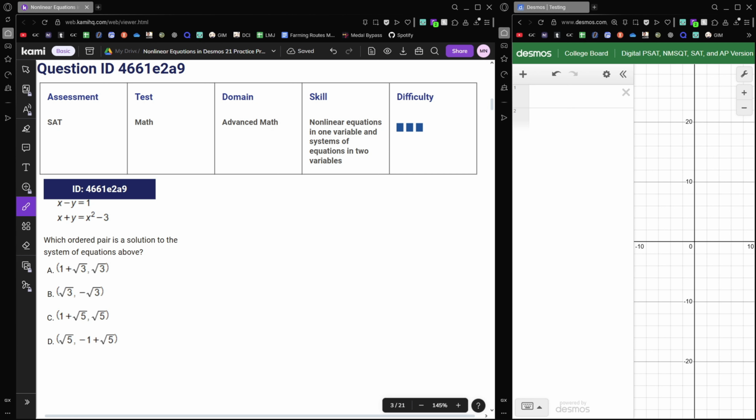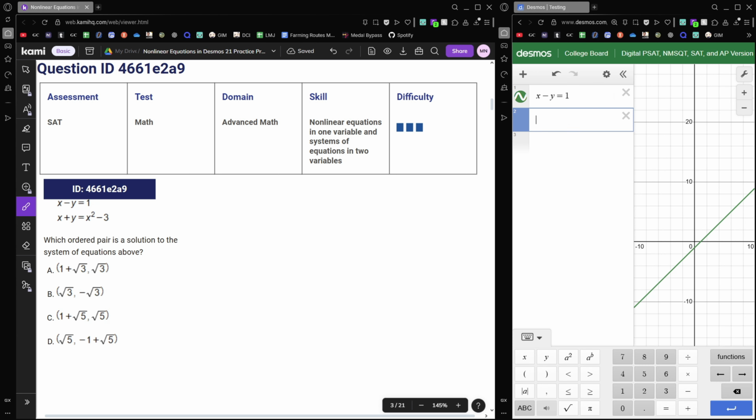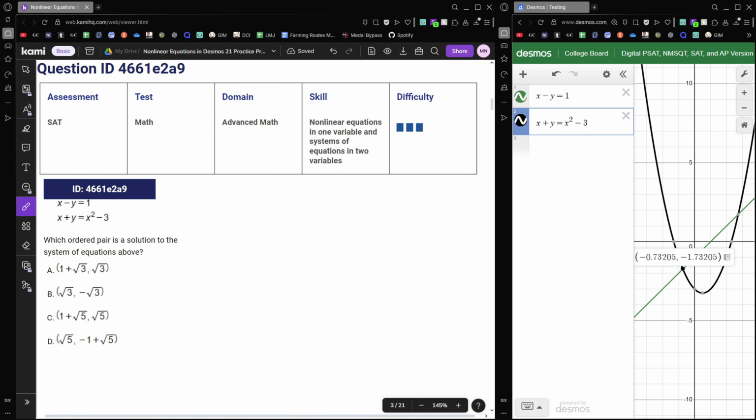Question number 3. Which ordered pair is a solution to the system of equations above? Let's go ahead and put this system into Desmos. x minus y is equal to 1, and x plus y is equal to x squared minus 3. Now our solutions are going to be when they intersect. So it's going to be at this point right here, and at this point right here.